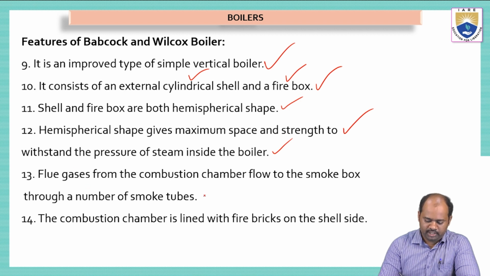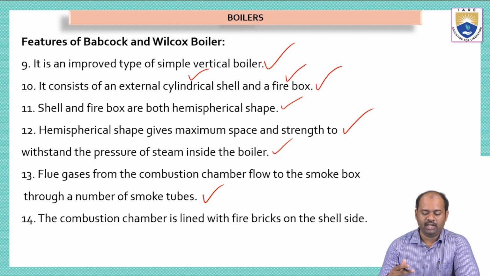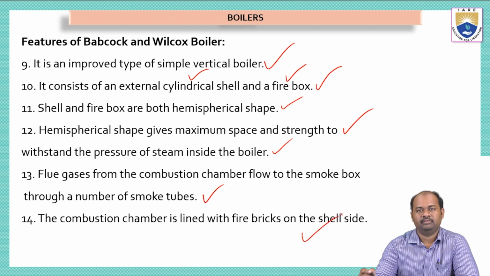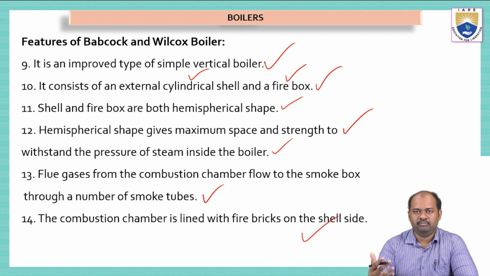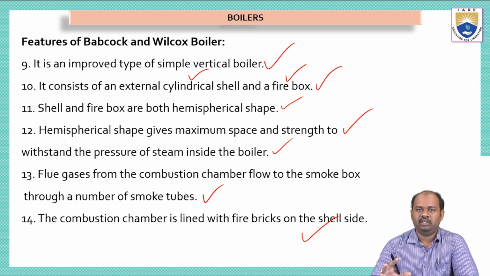And the next point is, flue gases from the combustion chamber flow to the smoke box through a number of smoke tubes. So the hot gases, after they get in contact with the water, will be sent into the smoke box, where they are sent into multiple smoke tubes where they will be filtered. And the combustion chamber is lined with fire bricks on the shell side. So we have seen this. The brick lining is given inside the boiler in order to insulate the hot gases escaping into the atmosphere.